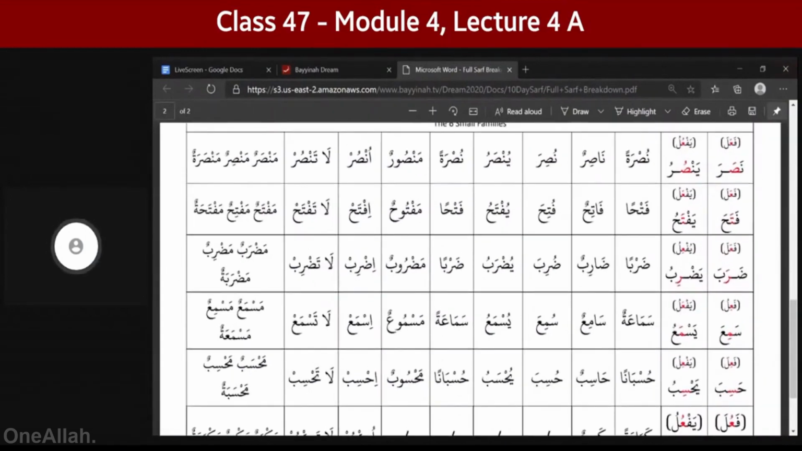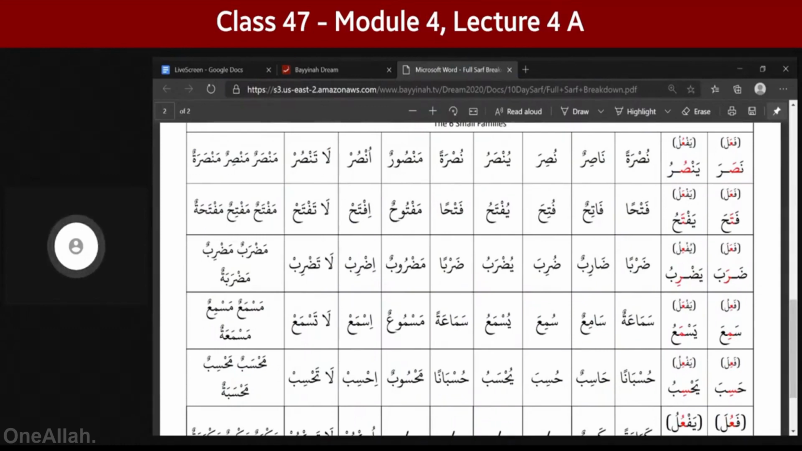So first of all, nasara yansuru on the pattern of fa'ala yaf'ulu. Nasara yansuru nusratan, or you'll also see nasran, but nusratan is the one that Ustad chose for this. So nusratan fahuwa nasirun, nusira yunsaru nusratan fahuwa mansurun, الأمر منه أنصر والنهي عنه لا تنصر والظرف منه منصر ومنصر ومنصرة. Then on the pattern of فعل يفعل, فتح يفتح فتحا فهو فاتح فتح يفتح فتحا فهو مفتوح الأمر منه افتح والنهي عنه لا تفتح والظرف منه مفتح مفتيح ومفتحة.